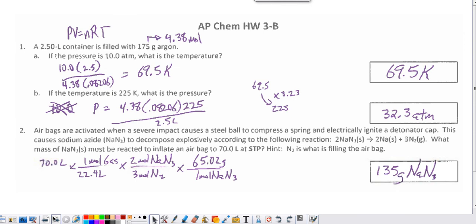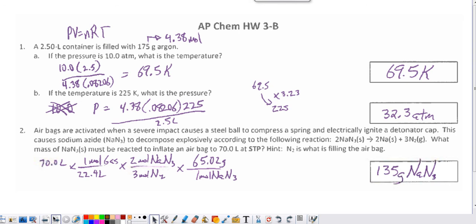On to B. So the first B question is pretty simple. It's just PV equals nRT. I'll solve for the temperature. The temperature is 69 Kelvin. No big whoop there. And then in 1B, the temperature is increased. What would the new pressure be?